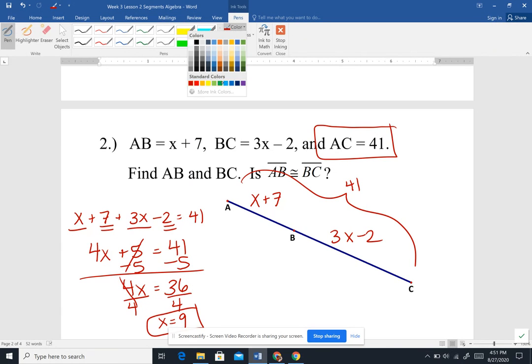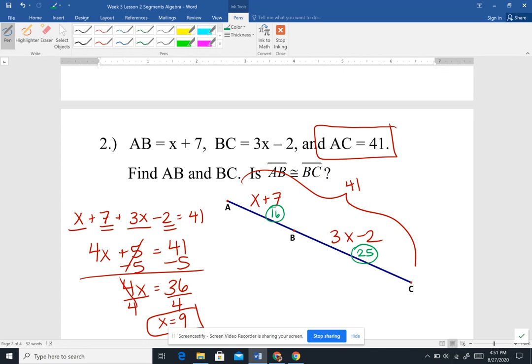And again, we can't celebrate too fast. We're not done. We have to plug that in and answer the question. So I'm going to plug 9 in for x. 9 plus 7 is 16. And then I'm going to plug 9 in for x for the other segment also. 3 times 9 is 27. 27 minus 2 is 25. The good news is that they do add up to 41, which is what we were given.